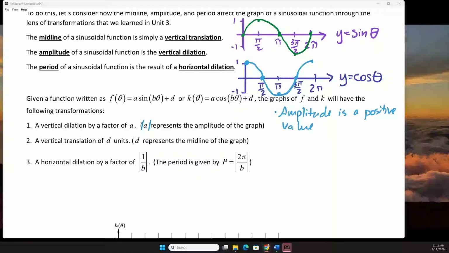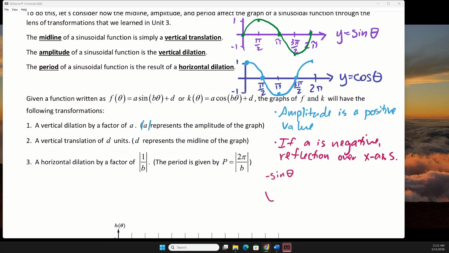What do you think happens if A is negative? Yeah, it flips it upside down. So whenever that number in the front is negative, there is a reflection over the x-axis. All right, so a negative sine is going to look like that.